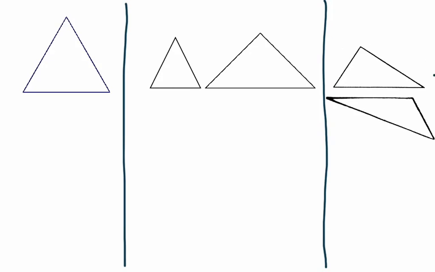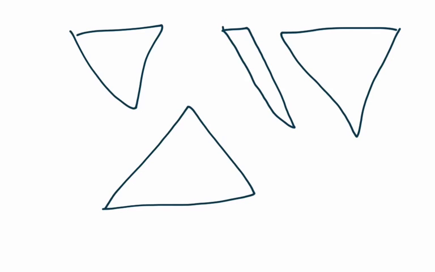Okay, in this lesson, we're going to learn how to classify triangles. Now, again, a triangle, as hopefully we already know, is something that has three sides. It can look really different in many, many different forms and shapes and sizes.